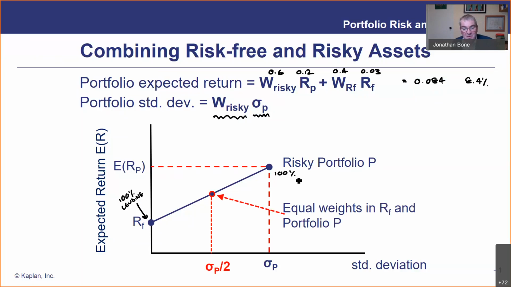Okay, well, of course, using this formula here, we're just doing 0.5 times the standard deviation of the risky portfolio, which of course is the same as saying take the standard deviation of the risky portfolio and divide by 2. Okay, so nice and straightforward if you're asked to do computations when you're combining a risk-free asset and a risky portfolio.